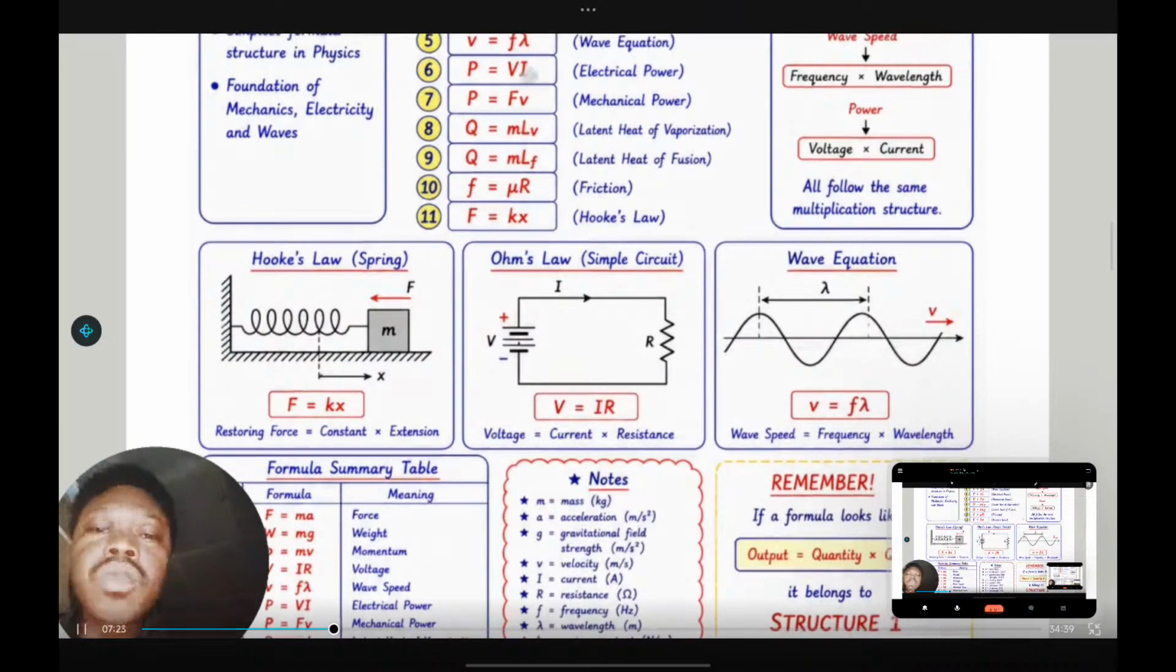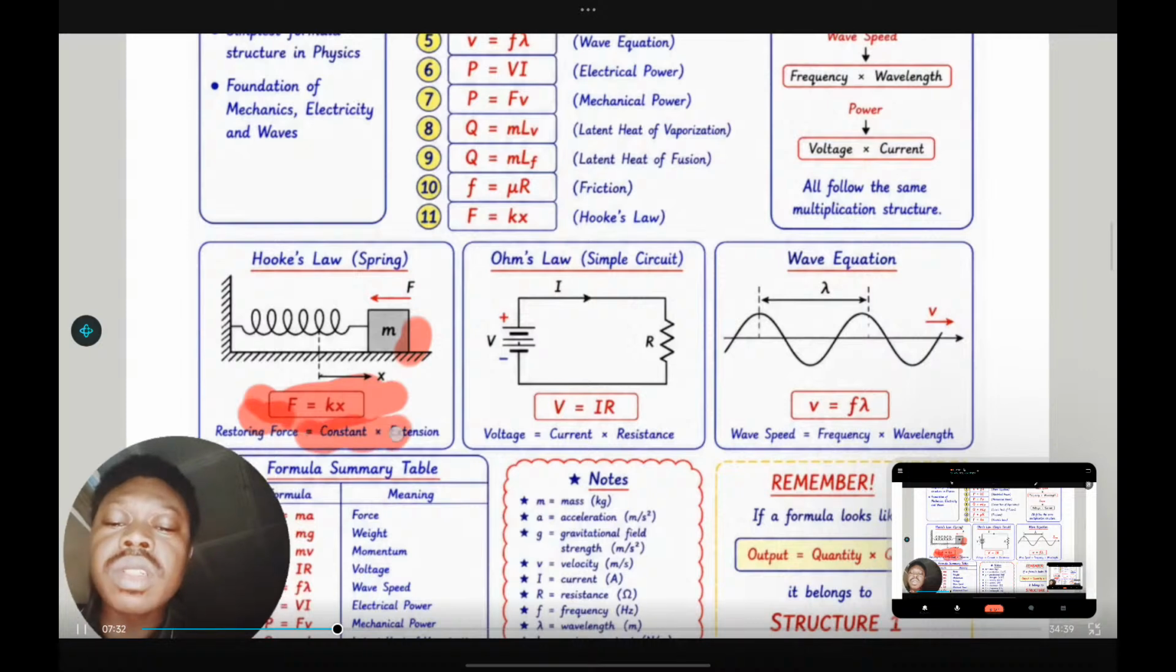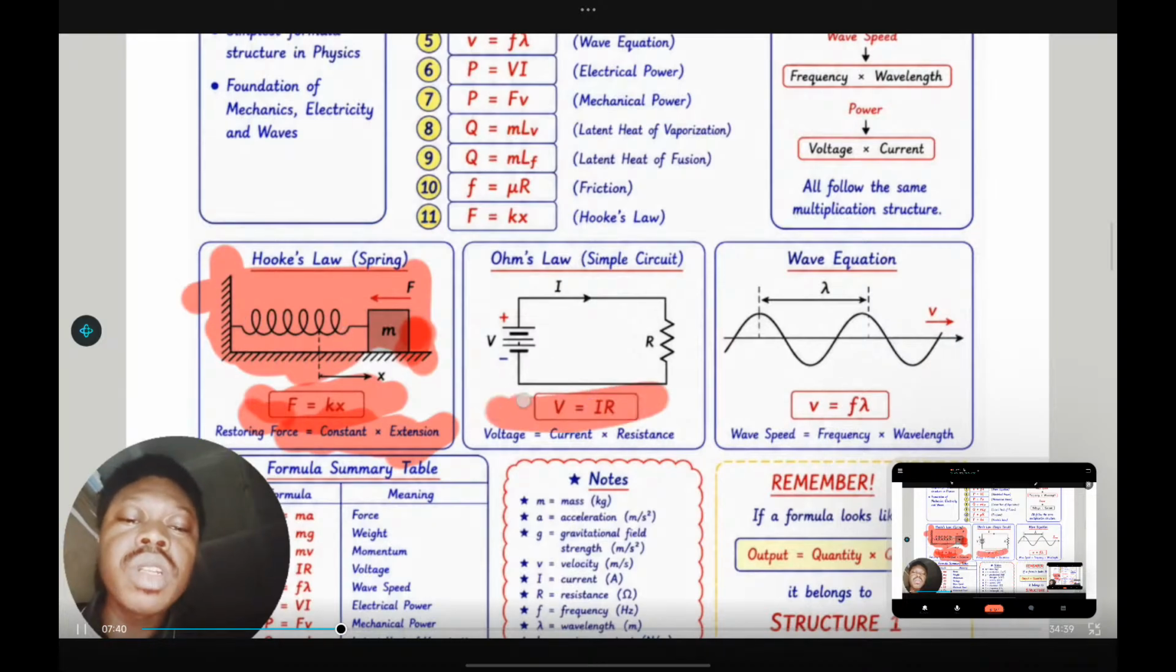Now, before I jump into the other part, watch. For Hooke's law, you can see the structure of the formula: restoring force equals constant multiplied by extension. This is the pictorial depiction of Hooke's law. And for current, under Ohm's law, you have your resistance, you have your current flowing, and then you have your voltage source, which is your EMF.